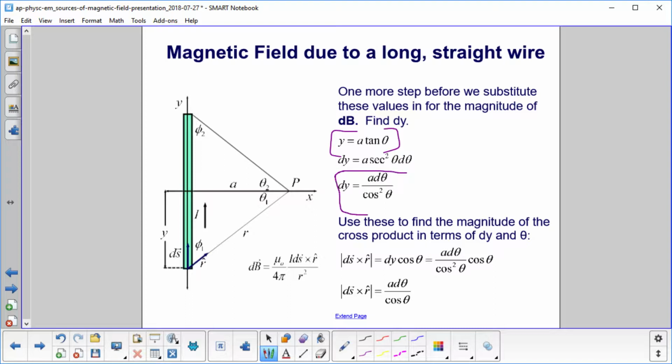So let's replace it just like this. So now we have dy. Go back to the previous page where we said ds cross r, right? That's the whole guy we've been working with. We've been trying to replace him with something we can integrate. ds cross r hat was dy cosine theta. Now I have a value of dy in terms of theta, so let's just put that down there. And isn't that cool? Cosine theta in the numerator cancels out with cosine squared theta, or it gets rid of one of them in the denominator. So ds cross r hat is a d theta over cosine theta.